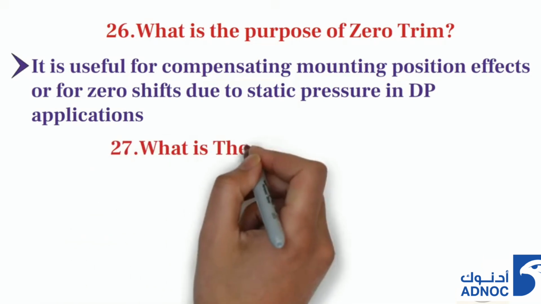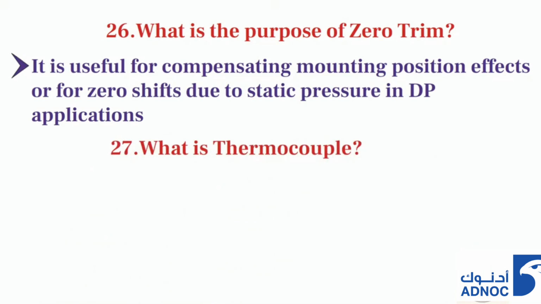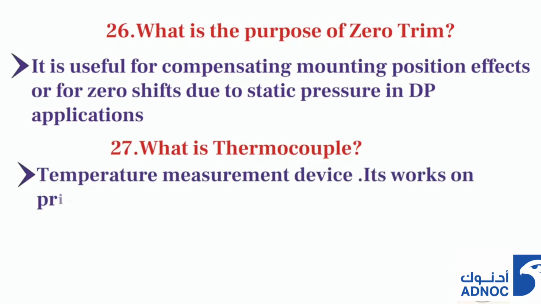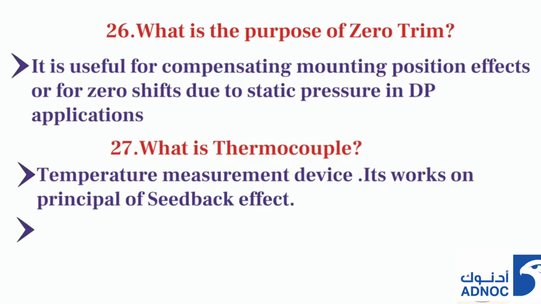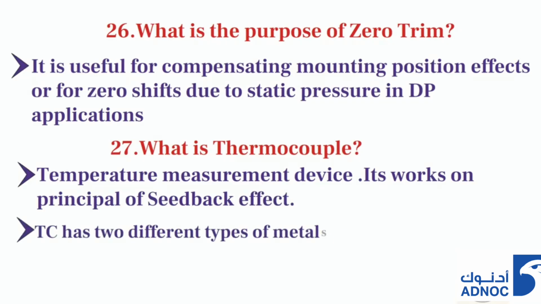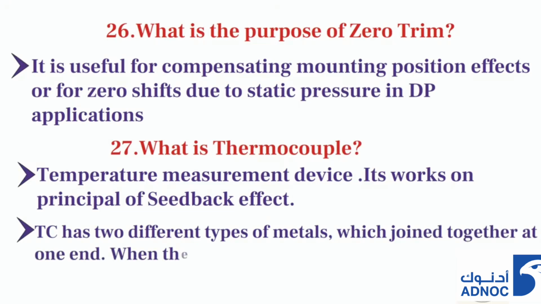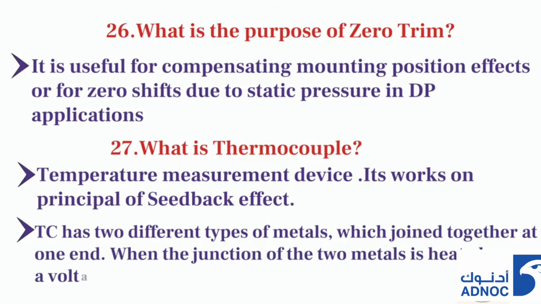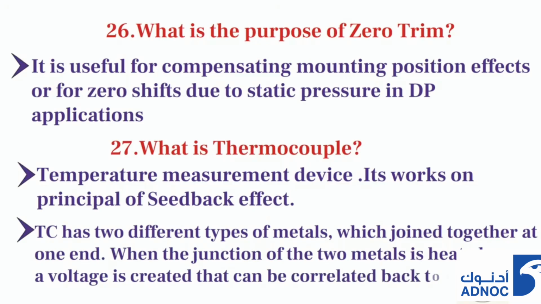My next question is, what is a thermocouple? A thermocouple is a temperature measurement device, and it works on the principle of the Seebeck effect. A thermocouple has two different types of metals which are joined together at one end. And when the junction of the two metals is heated, a voltage is produced that can be correlated back to the temperature.